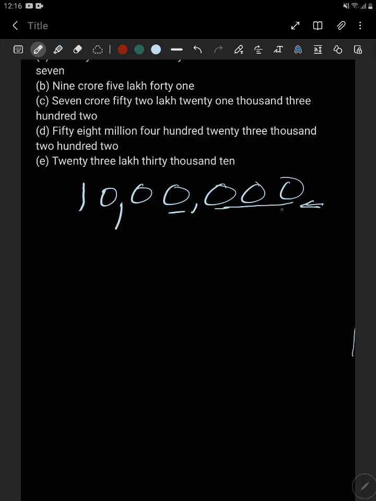So first, after 3 digits the comma will be there, and afterwards it will be 2 digits, and always when you go left, then the 2 digits will be there.